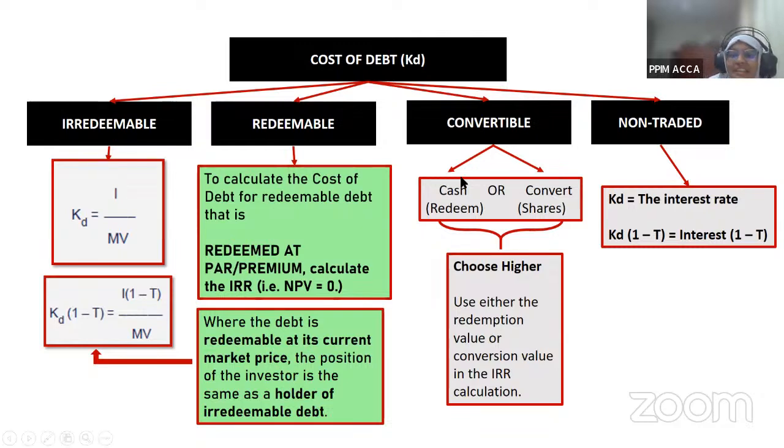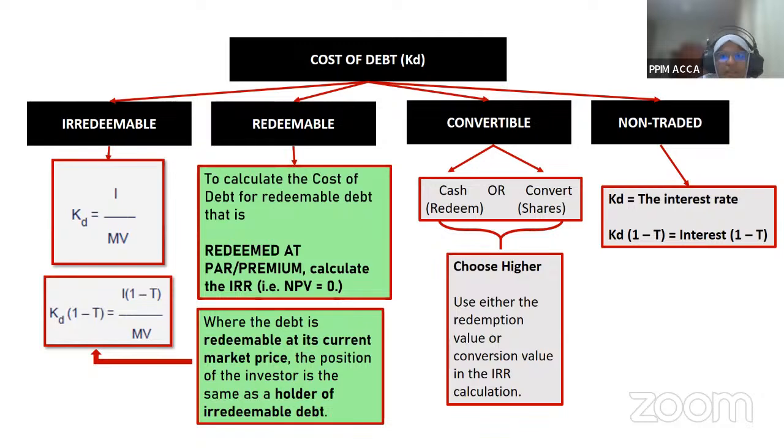Finally, you have the convertible. For a convertible, first you have to decide, are we going to redeem or are we going to convert? You have to choose the higher option, and using that, you will use an IRR style calculation again to get the cost of debt. Okay, so I know I rushed through this. We obviously spend a lot of time learning all of this, but I assume that at this point, this is just a revision and you already have a very good understanding of cost of equity and cost of debt.